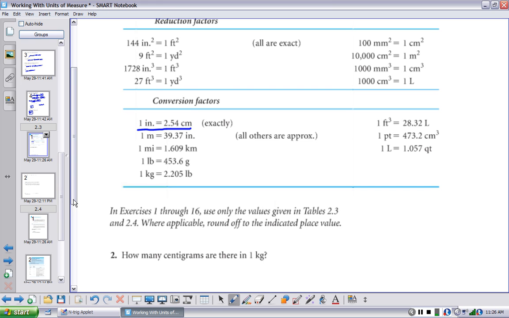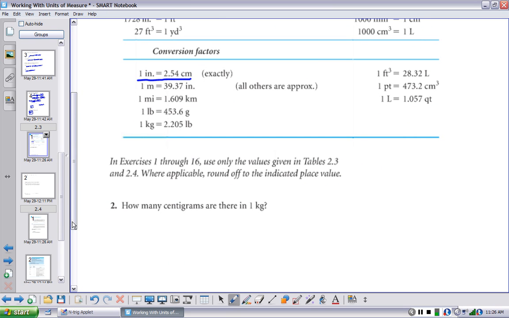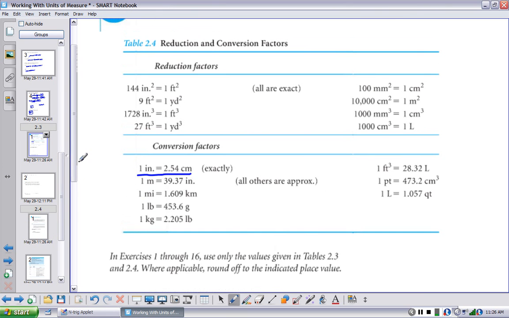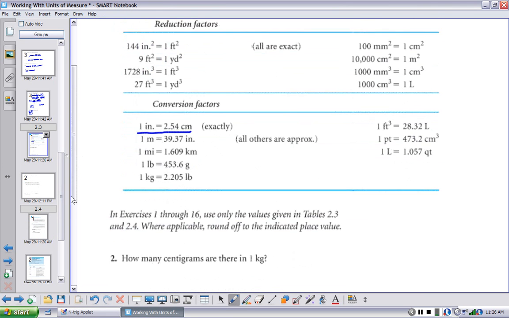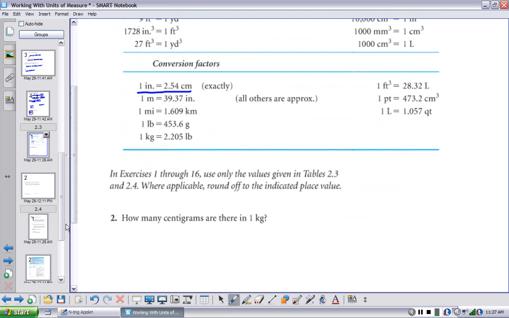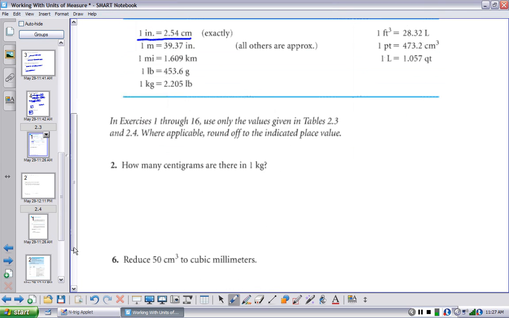So essentially, we're still going to be using unit multipliers, but just know that you may have approximate answers instead of exact answers. So in these problems, they want us to use these tables to round off at the indicated decimal place, if it says to do that.